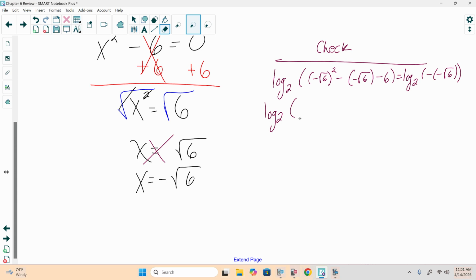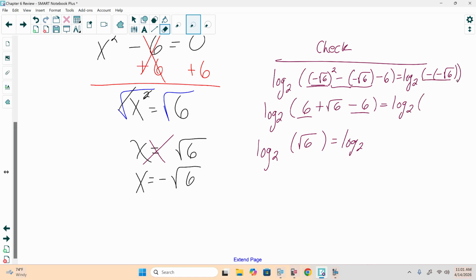Now negative square root of 6 squared, negative times a negative is a positive. Our square root of 6 times the square root of 6 is going to be positive 6. Our negative square root of 6, the negative and negative make a positive, giving us just the square root of 6. Our 6 minus 6 is 0, leaving us with log base 2 of the square root of 6. On the right-hand side, our negative square root of 6 is just going to become square root of 6.